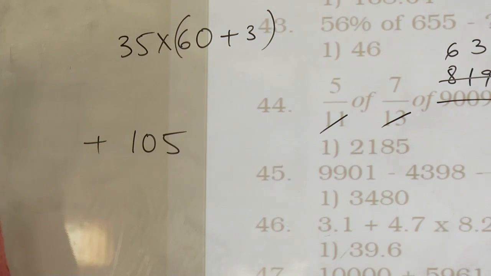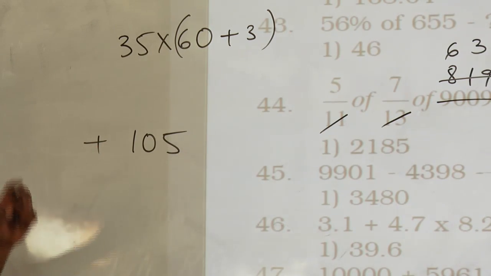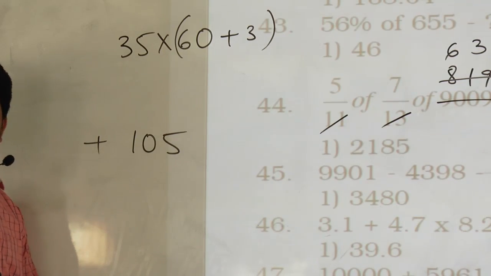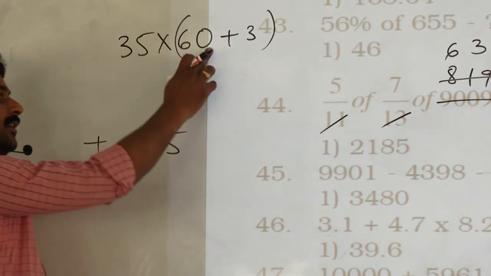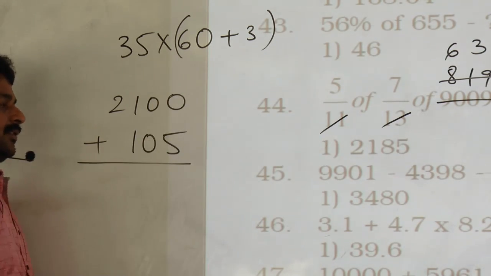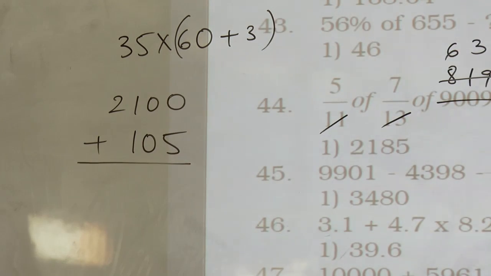35 60 times. Wait. 35 6 times is 210, and then you have 0. 2100, 2205. Fifth option.